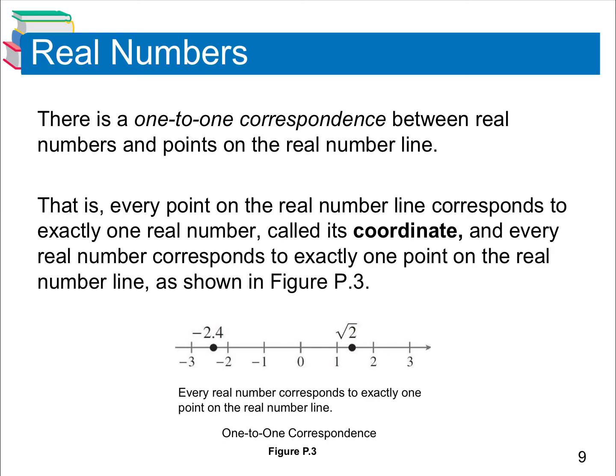Anytime you plot a point on your number line, it's called a coordinate, just like when you work with a coordinate plane. A point on the coordinate plane is called a coordinate. Same thing with your number line.